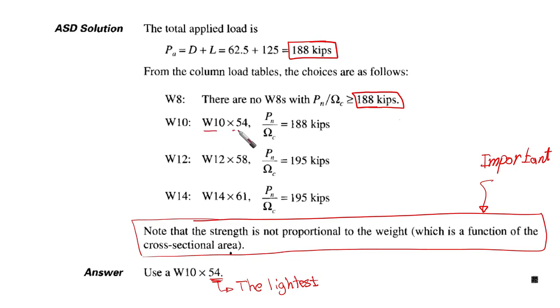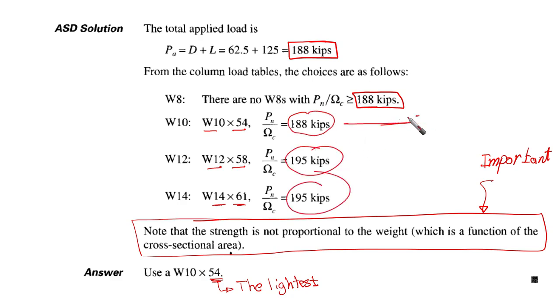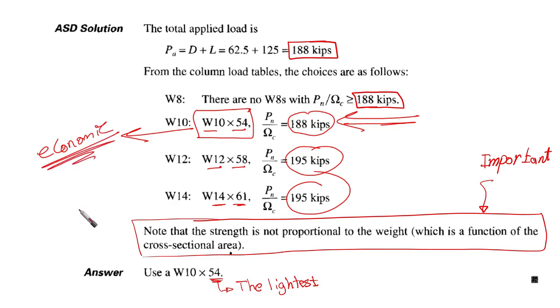Okay, so now let's record what we have done for the ASD. This is W10 by 54, W12 by 58, W14 by 61. It is similar to the LRFD, and the provided strengths for each one are going to find still this cross section, which is W10 by 54. It is the most economic one, and we are going to use it. As we said, this is the lightest cross section that we should use. Okay, I hope that we get familiar.